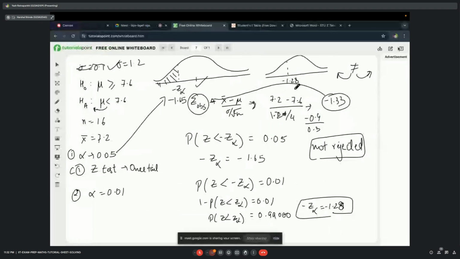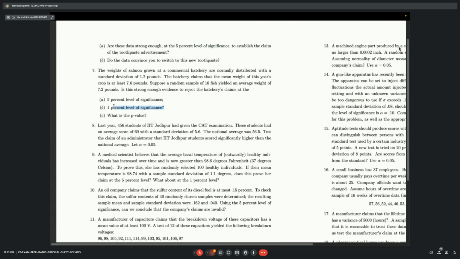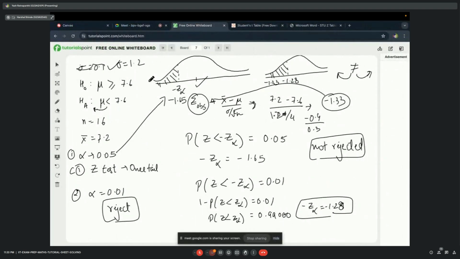Great. So minus 1.28, and this time my point, minus 1.33, is lying here. So for the 1%, I will reject my hypothesis, correct? And for the second part of the question, I can say that this is strong enough to reject the initial hypothesis. And what is the p-value? The p-value is asked for both the cases.